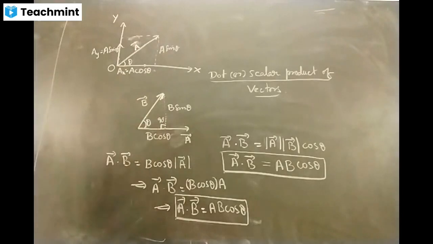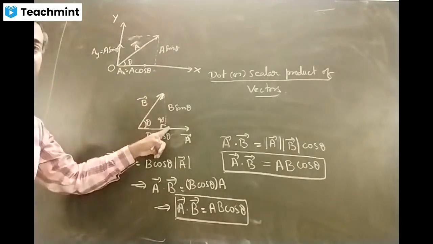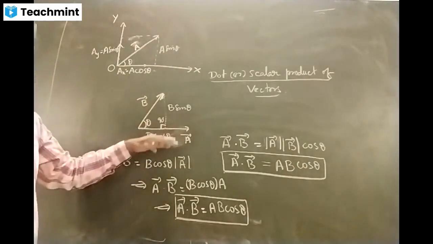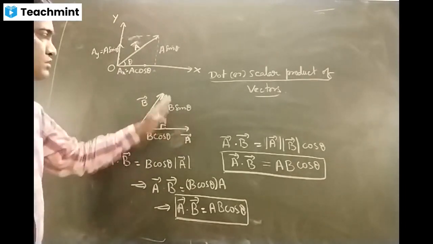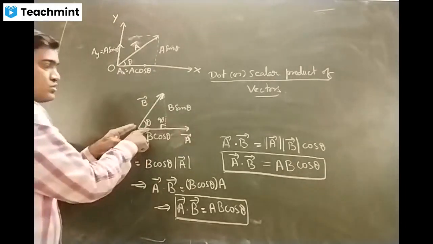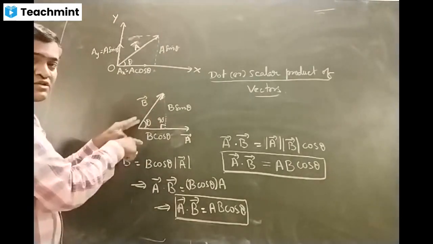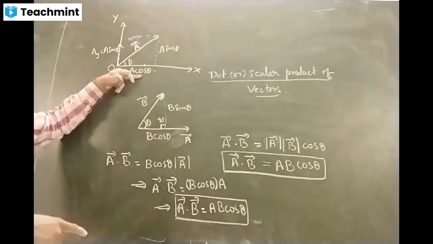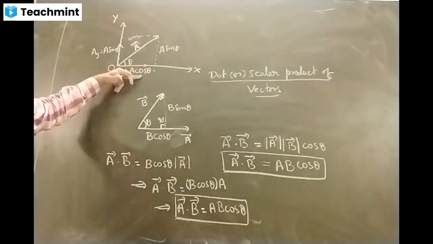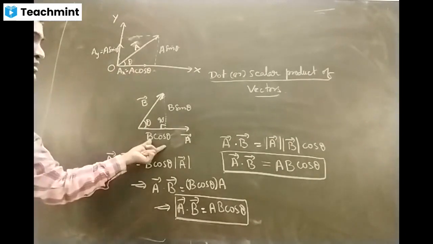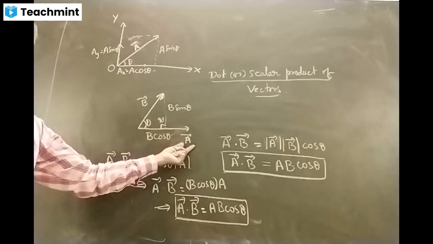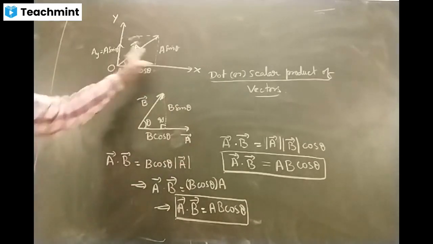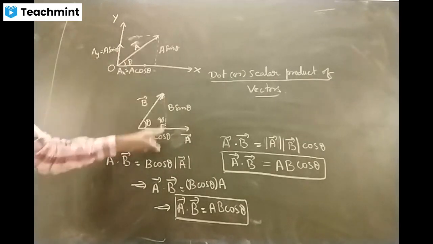Now here I am showing you by dropping one perpendicular on A bar, right? So when I resolve this B bar into components, you can see one component here, B cos theta, the component acting along A bar. And what about the other component? Both are same here. This line you see.